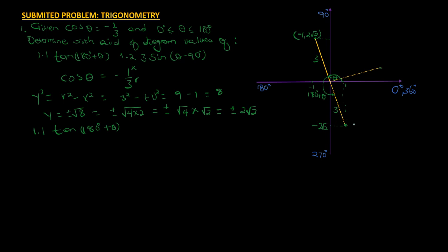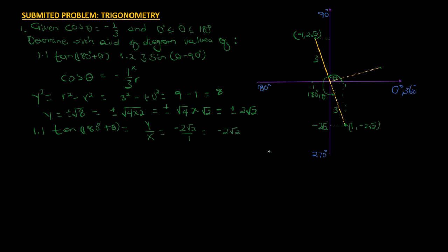Knowing that now our x here is 1 and our y is negative 2 square root of 2, and knowing our r is 3, can we just determine the tan of this? Tan is y over x. So now our y is negative 2 square root of 2. Our x is 1. So we've got our answer: negative 2 square root of 2.